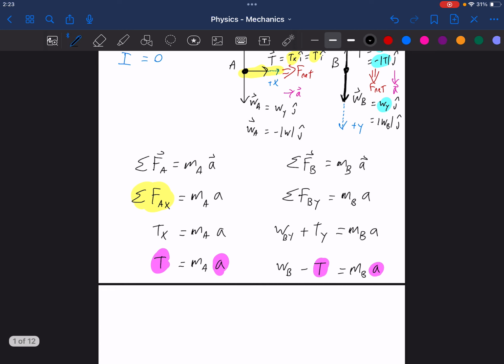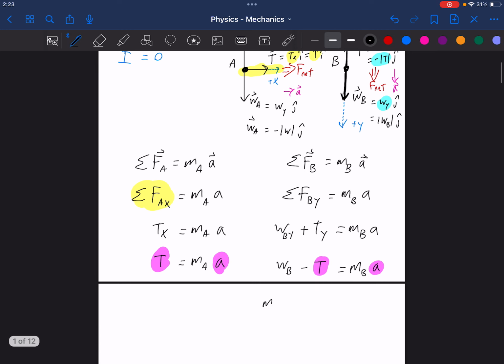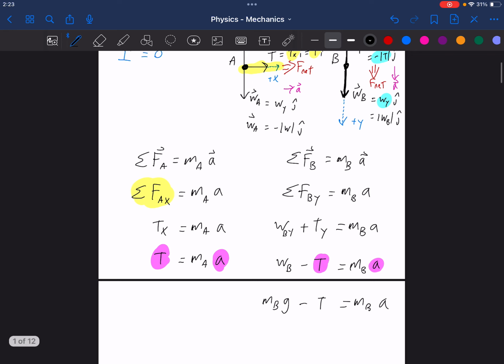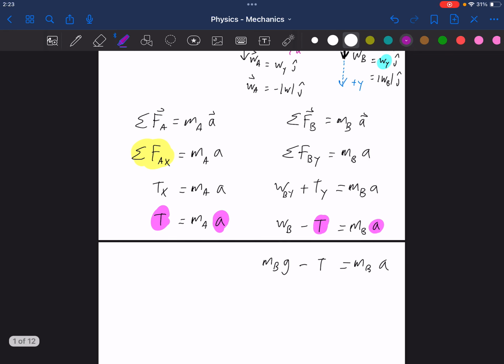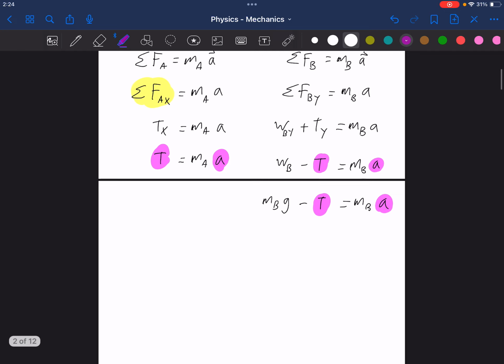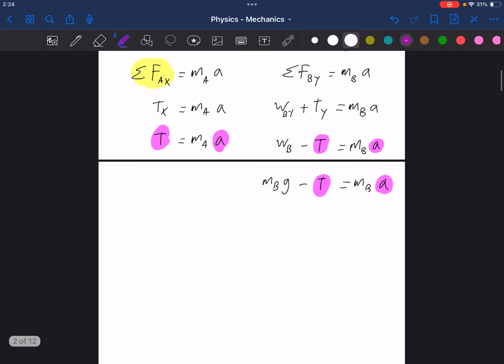Again, I know that the weight of B is equal to just the mass of B times g, minus the tension is equal to the mass of B times a. So indeed, I have these two equations, one from object A, one for object B, that both have two unknowns. So I have two equations, I can use them to solve. The best thing to do here is take this tension and just plug it in here. Take the tension equation I generated from A and plug it in for tension in my other equation, and I'll just get rid of tension.